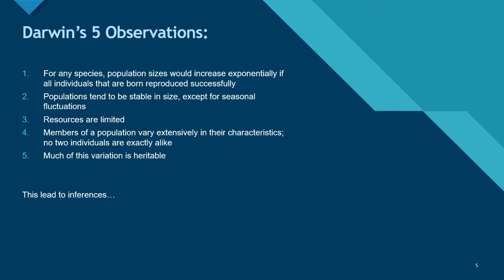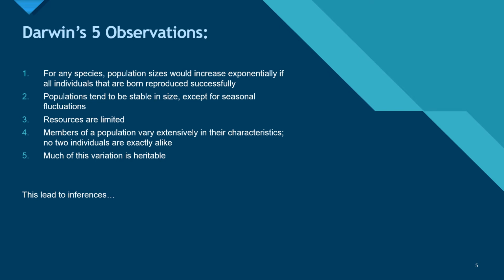He took away five observations. First, for any species, population sizes would increase exponentially if all individuals that are born reproduced successfully. Second, populations tend to be stable in size except for seasonal fluctuations. Sometimes depending on the season, if it's super cold, some animals tend to die off, or if it's super hot, there might be some problem with getting water and stuff like that.